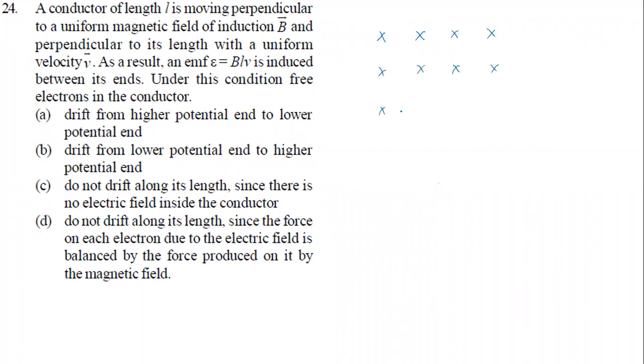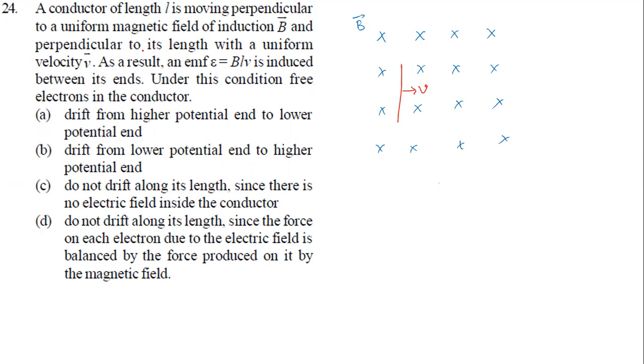So what is the direction of the magnetic field? It is into the screen. That is the direction of the magnetic field. A conductor of length L moving perpendicular to a uniform magnetic field. Let's say there is a conductor which is moving perpendicular to the uniform magnetic field.